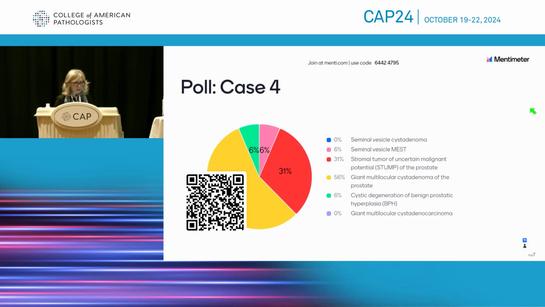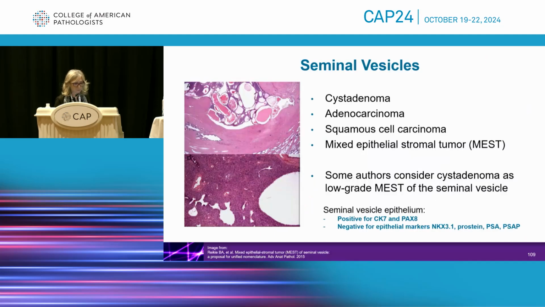Okay, some people are thinking seminal vesicle mixed epithelial stromal tumor. Absolutely. That's absolutely a consideration. Okay, I'm going to move on.